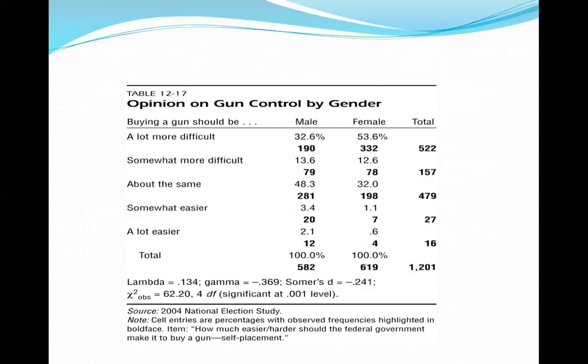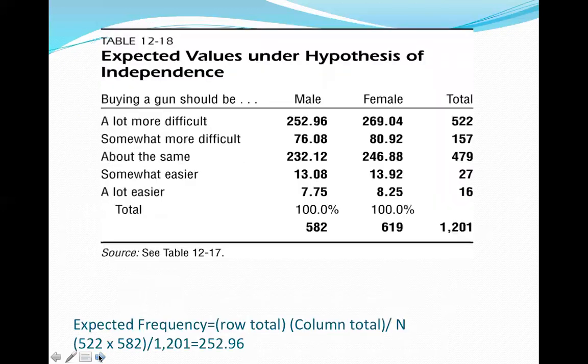Okay, so the first thing to do to test whether the differences we're seeing are statistically significant is calculate what we call our expected frequencies. That's what's represented in this next table. And you'll see on the very bottom of the PowerPoint slide how I calculated these numbers. The expected frequency is the row total times the column total divided by the total number of respondents.